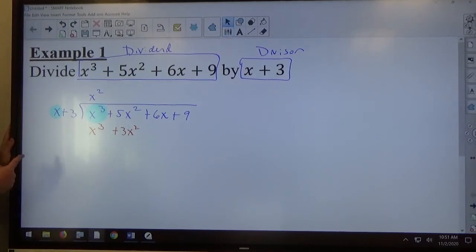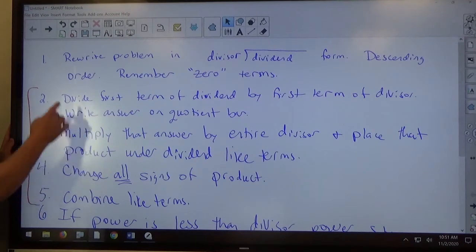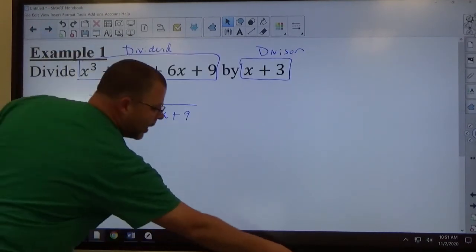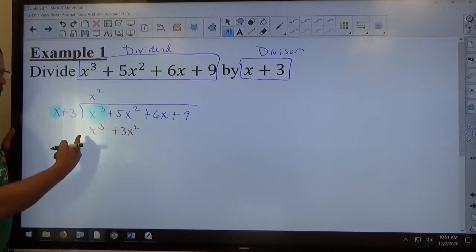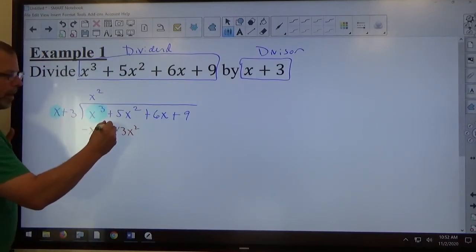Next step. Change all signs of the product. All right, the product is what I've got written in red here. This is the product. I'm going to change all the signs. So x cubed currently is positive. I'm going to make it negative. 3x squared is currently positive. I'm going to make it negative.